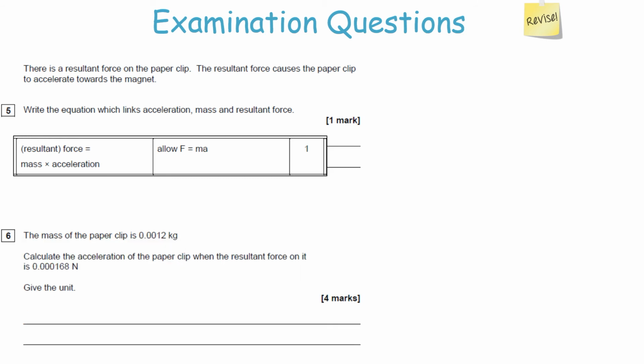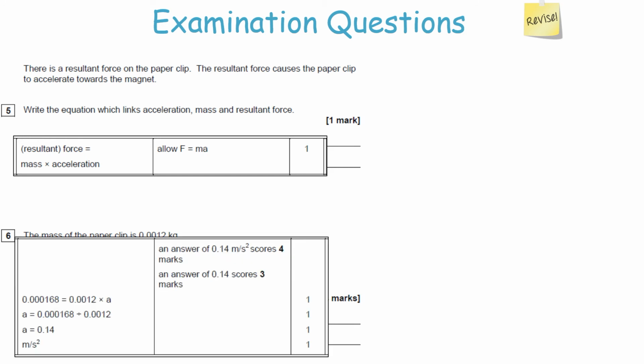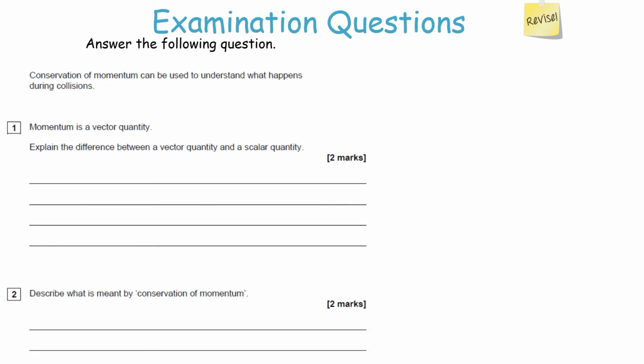Now again, when we're doing our calculation, we double check to see that there are no prefixes in our units or the wrong units, like hours or minutes when it should be seconds, or for example kilonewtons when it should be newtons. So you always check your values to make sure that you've got the right units, and then you should always state the unit at the end of the calculation. So it's 0.14 meters per second squared. Let's have a look at the next question.